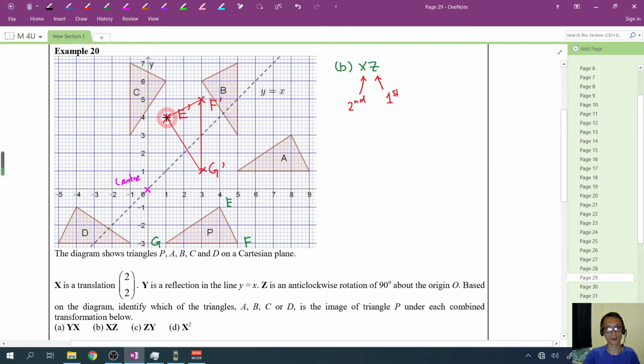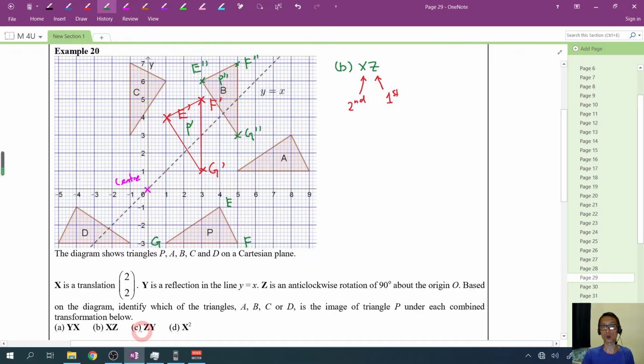Okay. P prime. This is the image of this object under transformation Z. Okay, we need to continue. We need to go through one more transformation, which is translation. So this one I think should be no problem, right? 1, 2, 1, 2. So this is F double prime. 1, 2, 1, 2. This is G double prime. And this is 1, 2, 1, 2. This is E double prime. Okay. So we know that the image of this combined transformation XZ of triangle P is actually B.